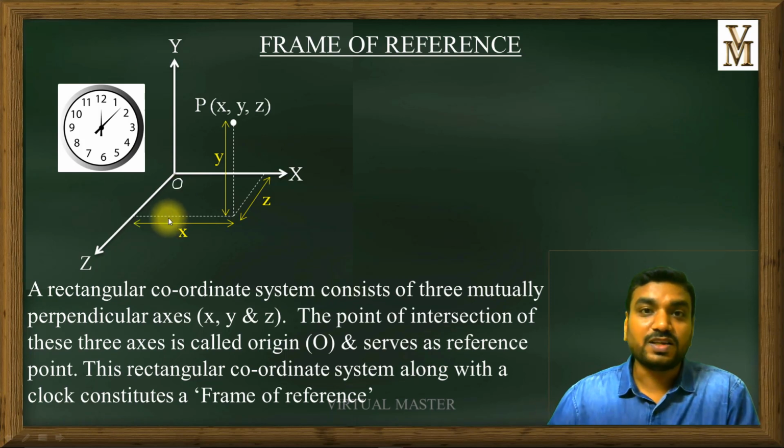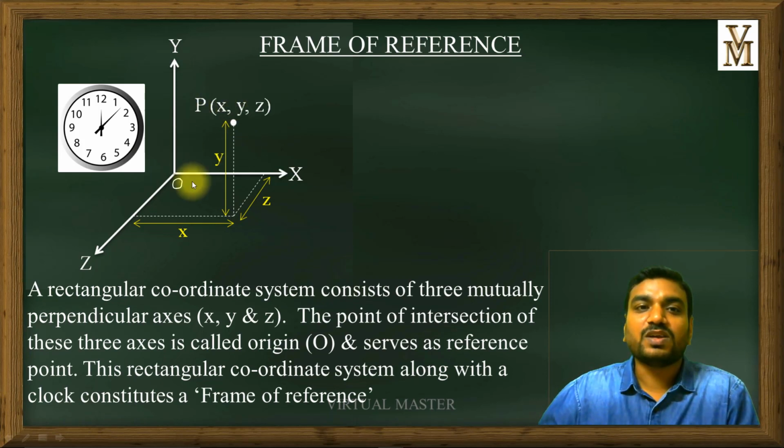Okay, what is a rectangular coordinate system? A rectangular coordinate system consists of three mutually perpendicular axes as shown in the diagram: x, y and z. These three mutually perpendicular axes will be intersecting at a point O, and this point O is called the origin and serves as the reference point. This rectangular coordinate system along with the clock constitutes the frame of reference.